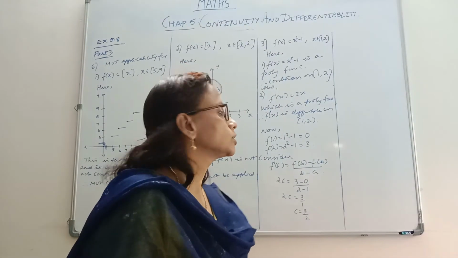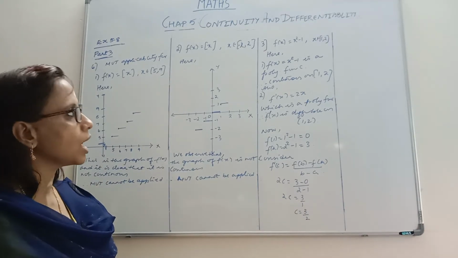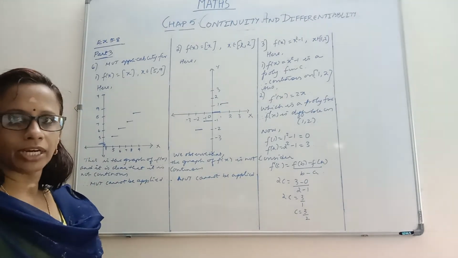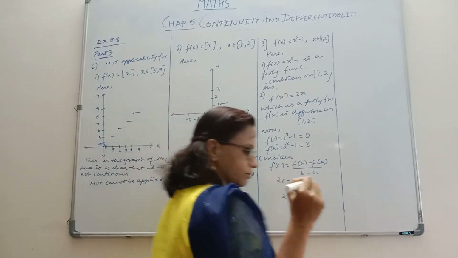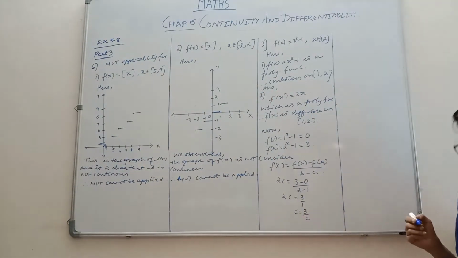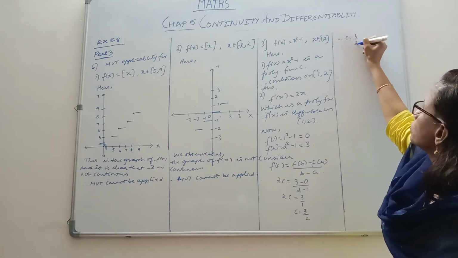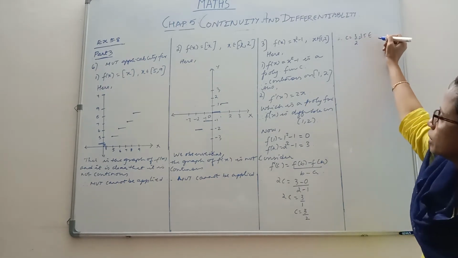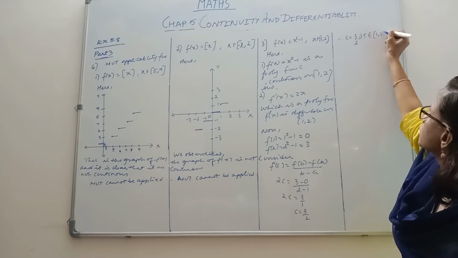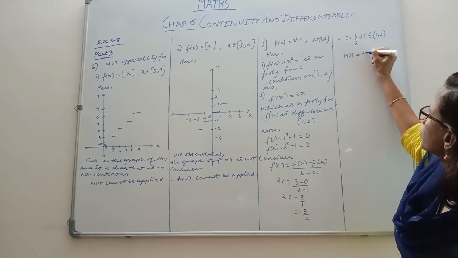Alright, so that's it. C is 3 by 2, that means it's 1.5. Definitely lying between 1 and 2, isn't it? It is lying between 1 and 2. Therefore, we can see that C is 3 by 2, which is 1.5. Therefore, C equal to 3 by 2, which is 1.5, belongs to what? Belongs to (1, 2). Therefore, mean value theorem is verified.